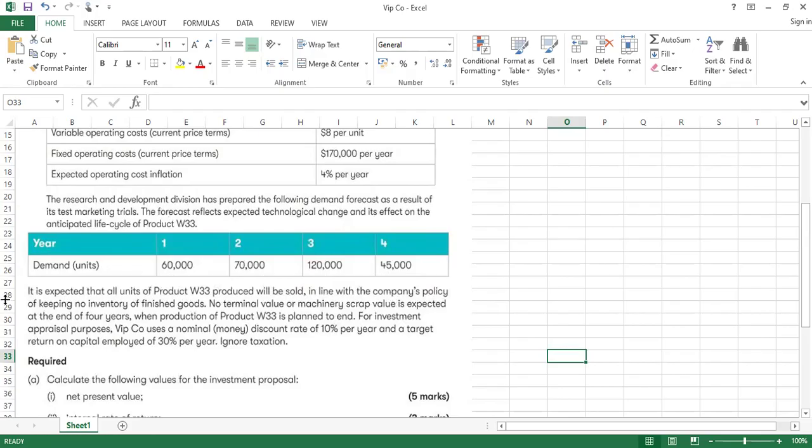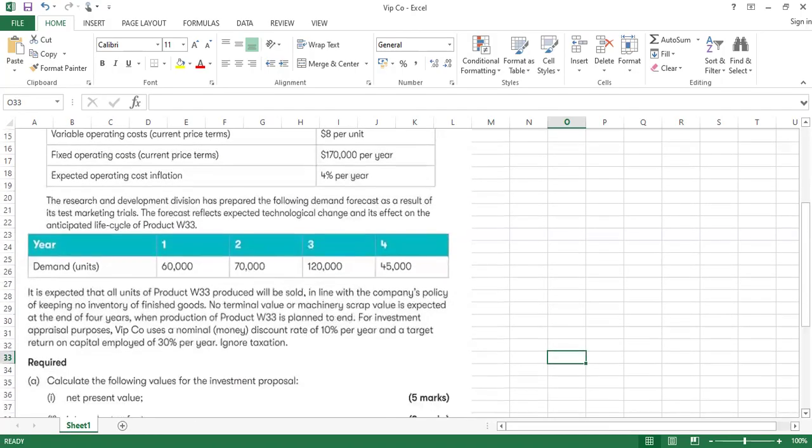These are the units. It is expected that all units of product W33 produced will be sold, in line with the company policy of keeping no inventory of finished goods. No terminal value or machinery scrap value is expected at the end of the fourth year, when production of product W33 is planned to end. For investment appraisal purposes, VIP company uses a nominal rate of return of 10% and a targeted return on capital employed per year of 30%. Ignore taxation.